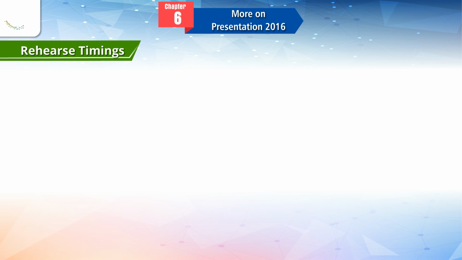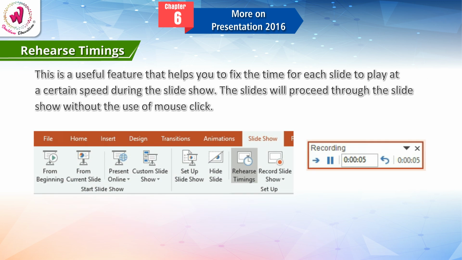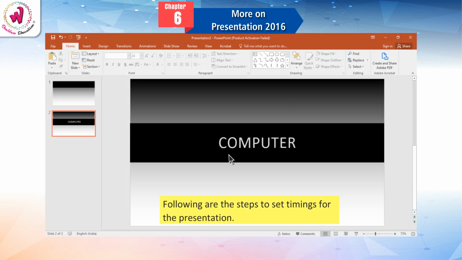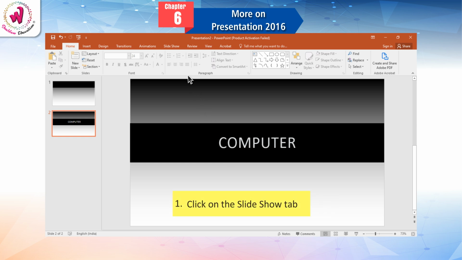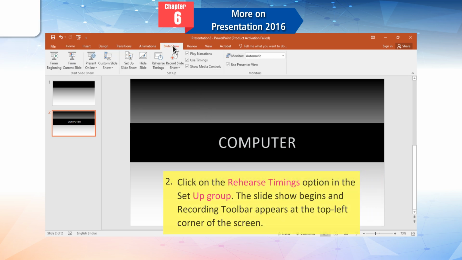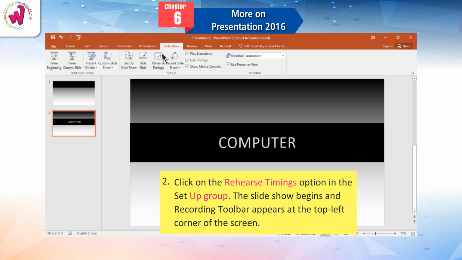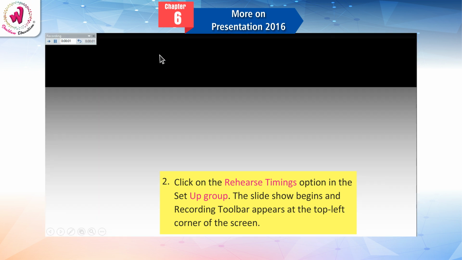Rehearse timings. This is a useful feature that helps you to fix the time for each slide to play at a certain speed during the slideshow. The slides will proceed through the slideshow without the use of a mouse click. Following are the steps to set the timings for the presentation. 1. Click on the Slideshow tab. 2. Click on the Rehearse Timings option in the Setup group.